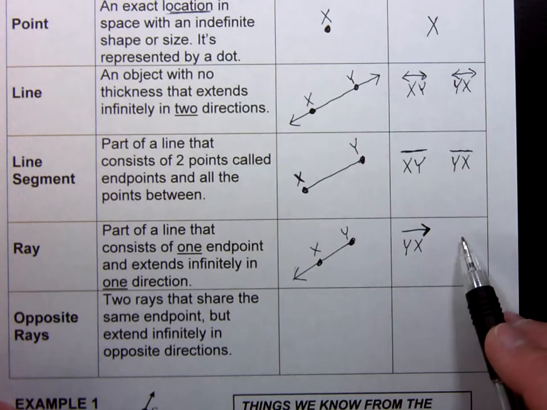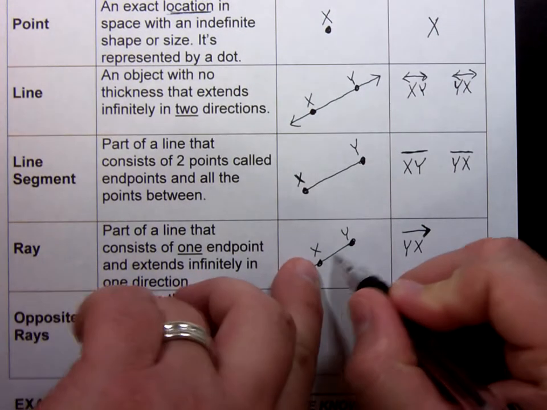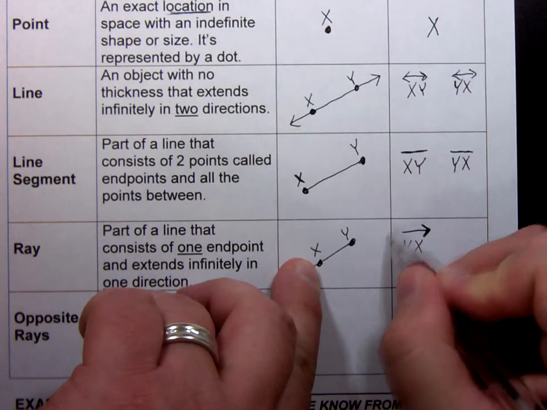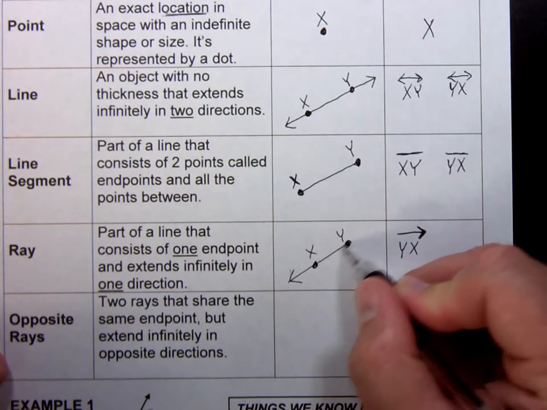We can't name this ray XY. Ray XY would start at X and go to infinity through Y. That would be a different ray. It would go this direction. For this ray, it's got to be named ray YX.